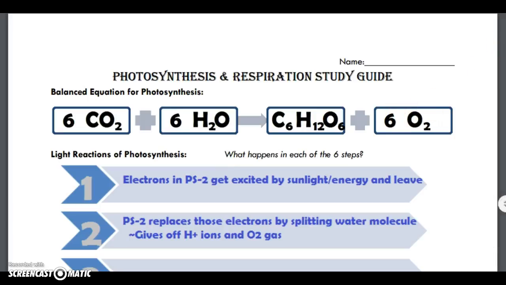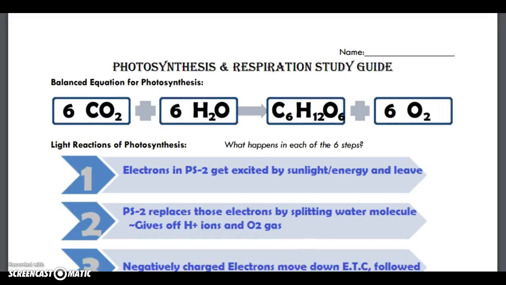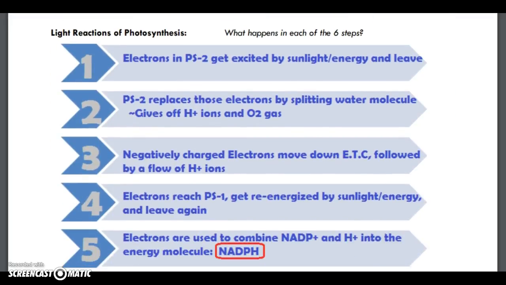The 6 steps start with photosystem 2. There are electrons in photosystem 2, which is an area that is full of pigments and proteins. Sunlight strikes that and those electrons absorb sunlight energy. They get excited and they leave. They head out to the ETC, the electron transport chain.